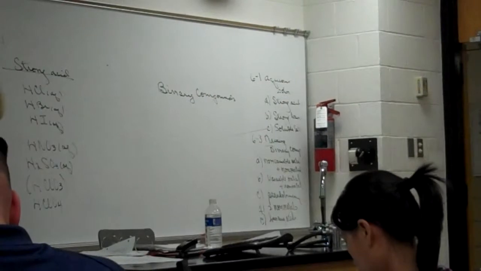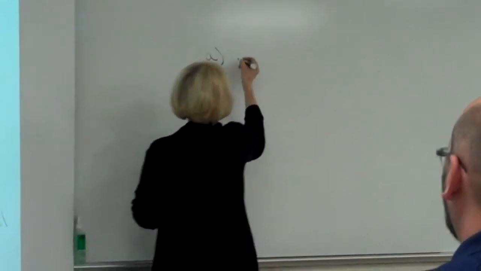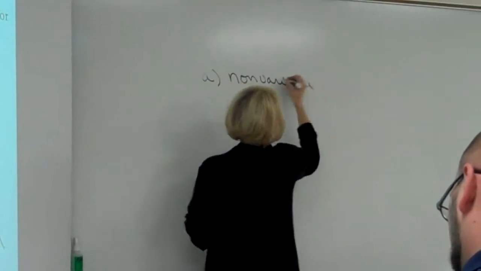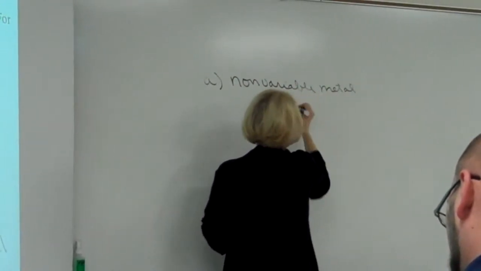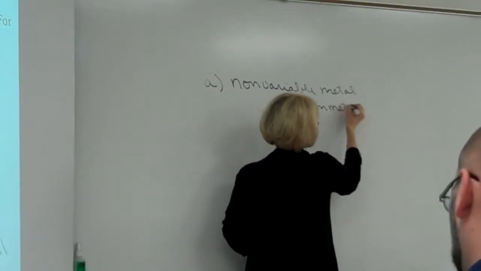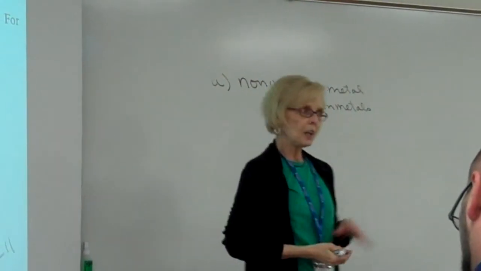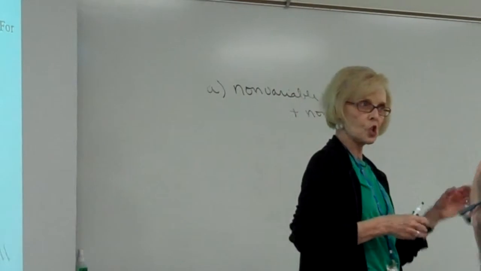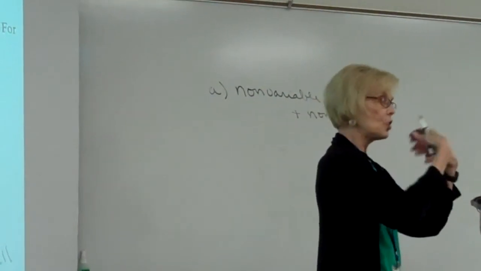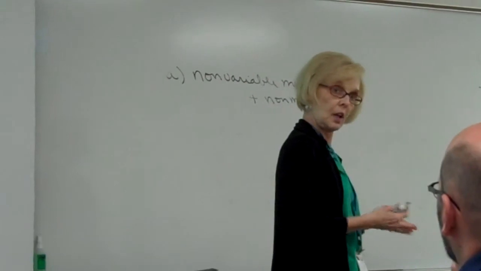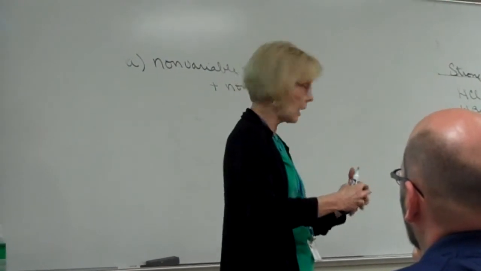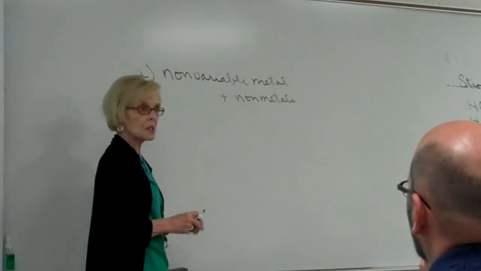And the first type of binary, this is going to be part A. We are going to use a non-variable metal plus a non-metal. Many compounds come together. You have a metal and you have a non-metal. Because what was our definition? Metals are those things that tend to lose electrons and become cations, and non-metals tend to gain electrons and become what? Anions. Okay, non-variable. What does this mean?